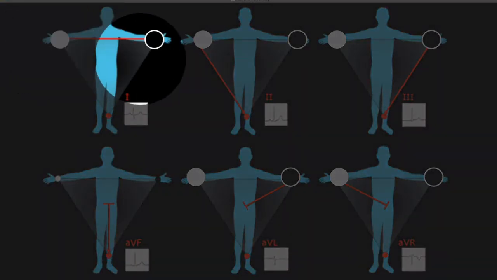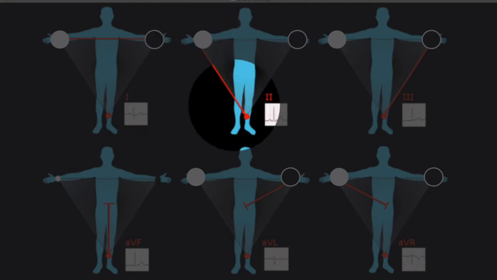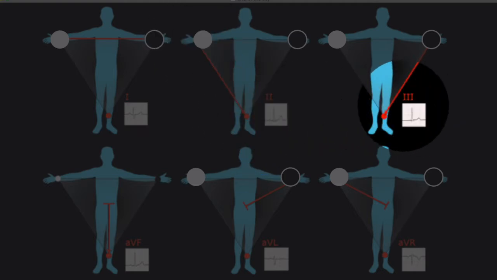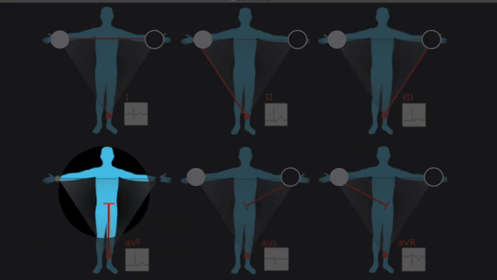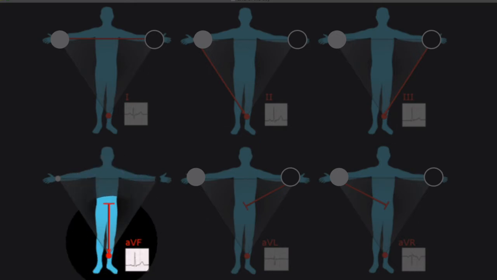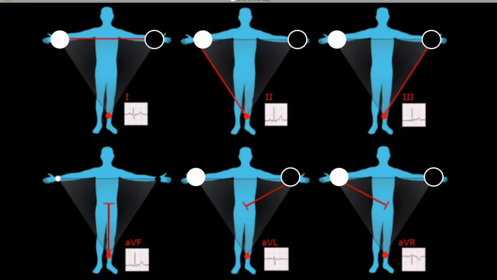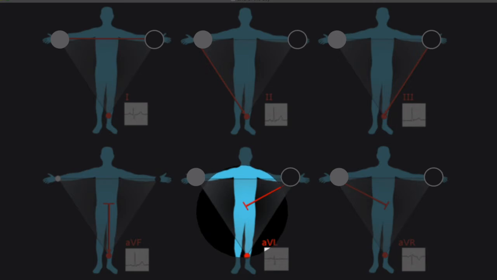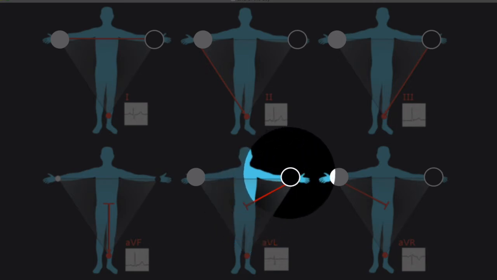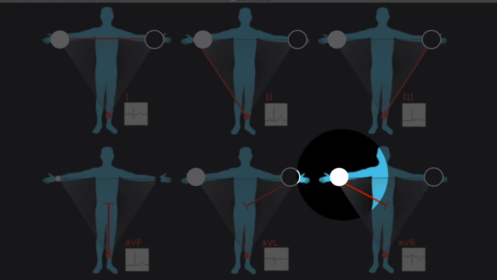Doing that generates the leads that you see. So lead 1 goes like that. Lead 2 measures the difference between voltage here and here. Lead 3 measures the difference between here and here, etc. The AV leads go essentially from the center of the body out to the limb. So AVF goes that direction, down to the foot. Here is the center of the body up to the left arm, and AVR goes from the center of the body up to that one.